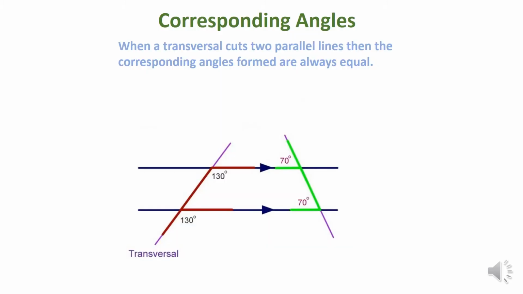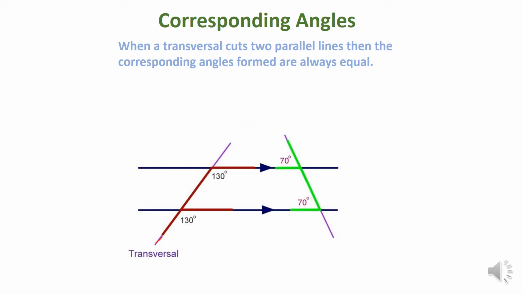Now we're going to look at corresponding angles. Now, when a transversal cuts two parallel lines, then the corresponding angles formed are always equal. Okay, the corresponding angles formed are always equal. Alright, now what is a transversal? This is a transversal. I have it labeled here. This line is called a transversal. Okay, so when a transversal cuts two parallel lines.